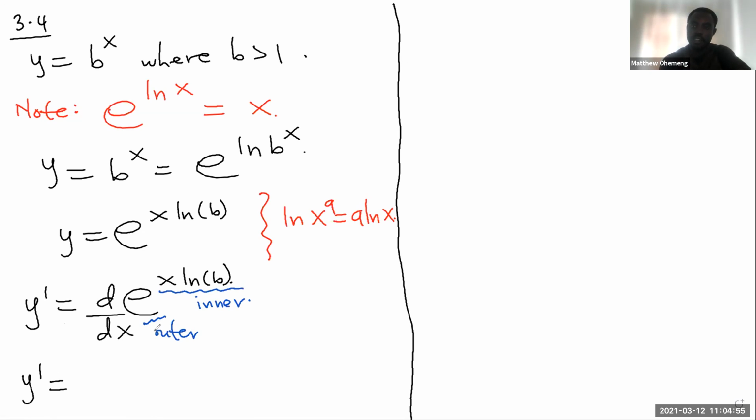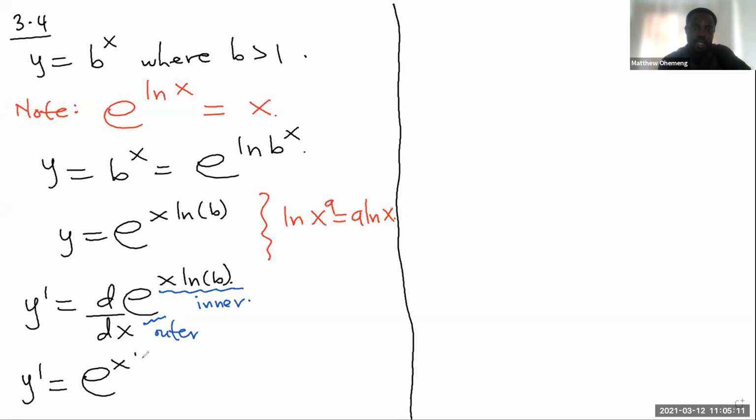We differentiate the outer function. In other words, differentiate the mother, and keep the baby inside. So you differentiate the outer function. What is the derivative of e to the x? It's just e to the x. But don't forget, you have to keep the baby inside. The baby in this case is the inner function, which is x ln of b.